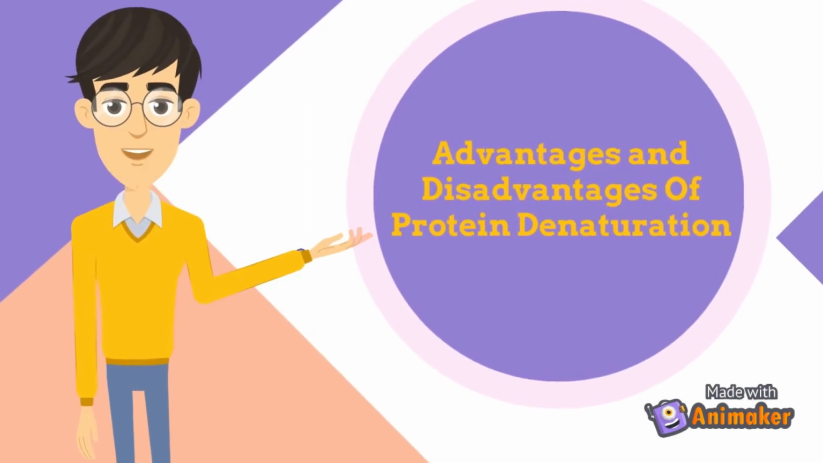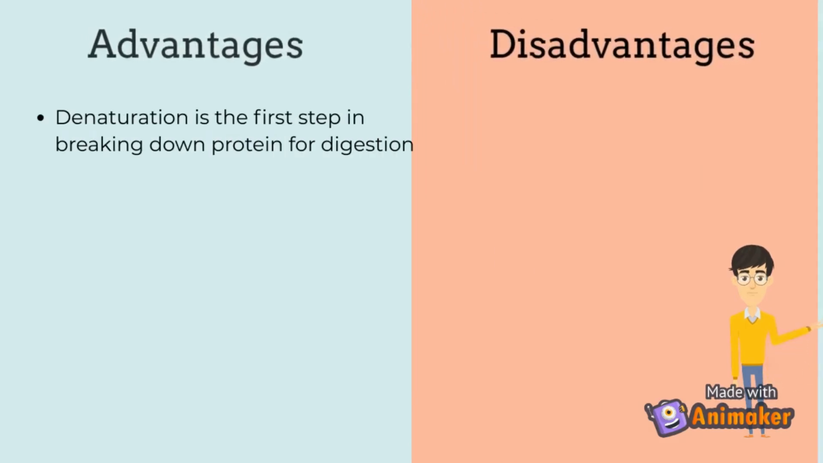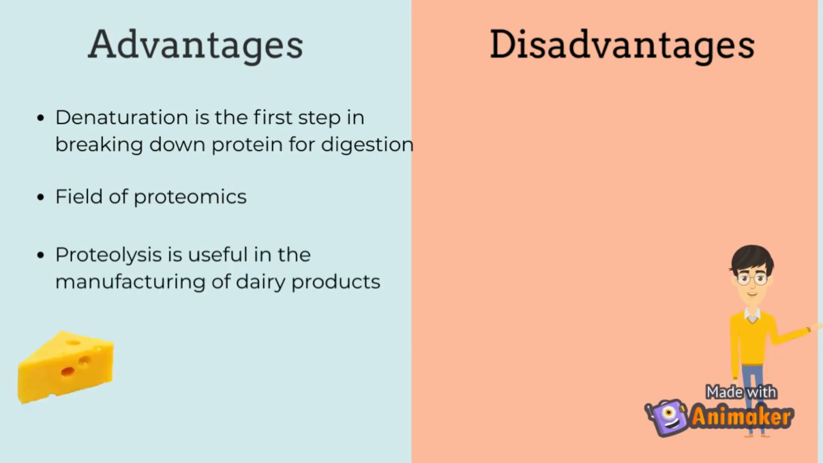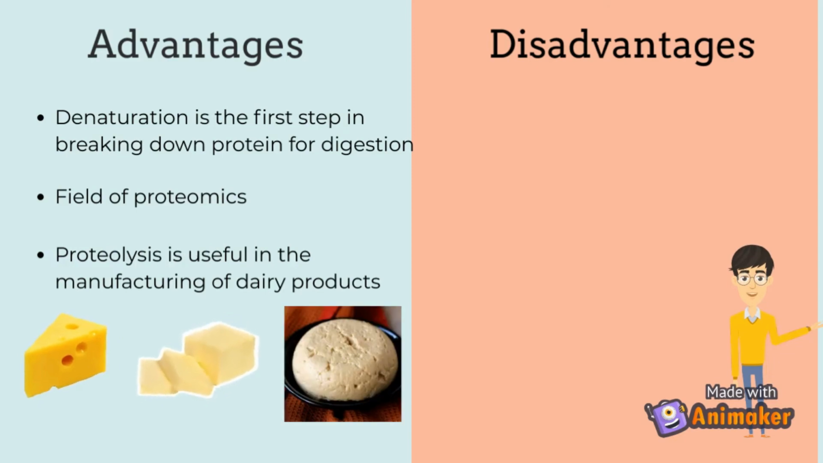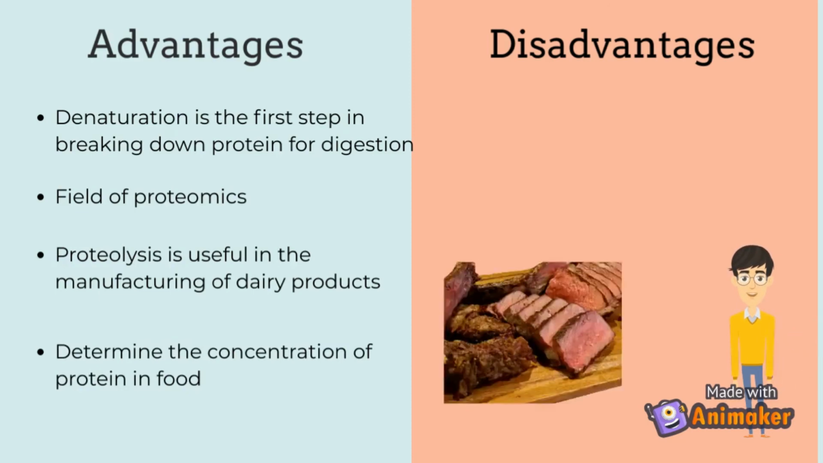Now, let's see the advantages and disadvantages of protein denaturation. Advantages. Stomach acids denature protein into simple amino acid chains that digestive enzymes can easily break down. It allows large-scale study of proteins. It is important to study proteins as they represent the actual functional molecules in cells, such as in cheese and paneer. Knowledge of protein concentration will help to determine the interaction between sugar and amino groups in Maillard browning.